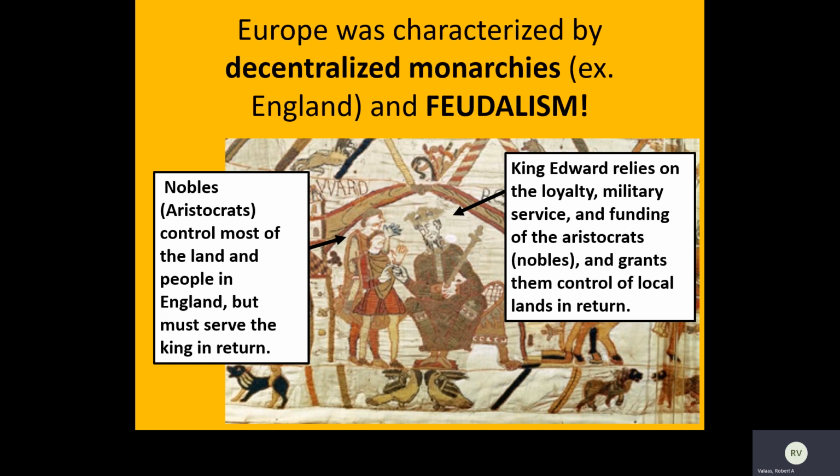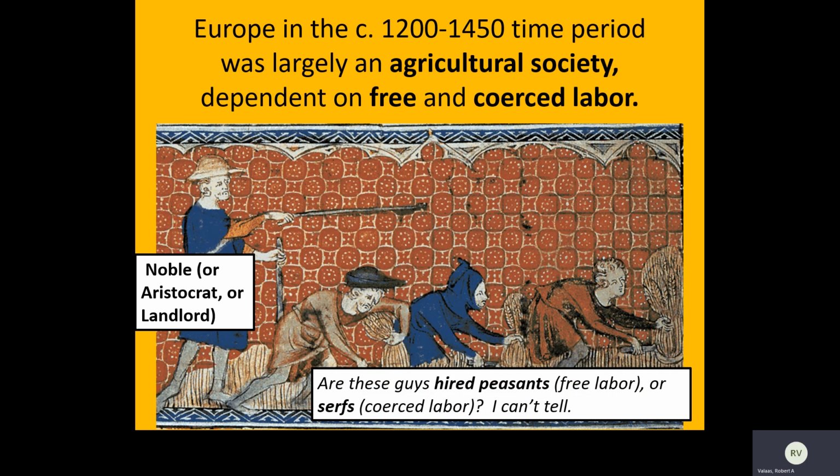So, kind of a balance of power here between the aristocrats in the countryside and the king. That's feudalism, very different from China, say, where the central government, the emperor, was very much in charge and controlling things very effectively himself throughout the country with the use of a bureaucracy or a civil service. A very different setup here under feudalism.